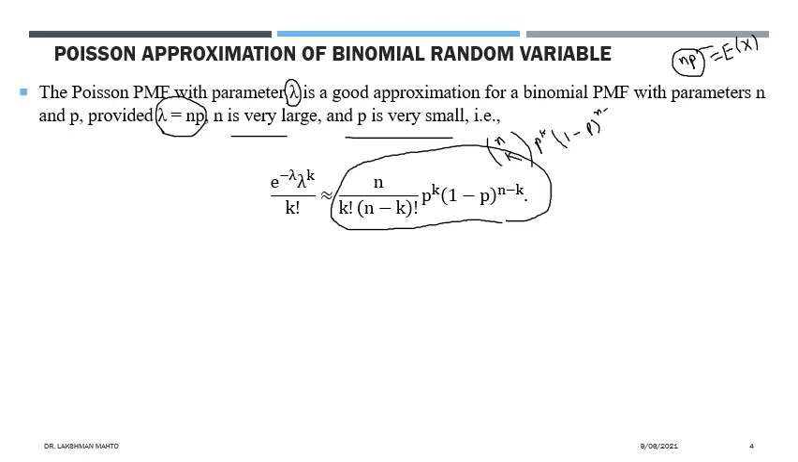What is the name of this one? We had given a name to this one. This one is actually the binomial pmf, that means probability mass function of a binomial random variable. So in short I'm writing it bpmf. Now if you see this situation that n is very large and p is very small, then this calculation would be very tedious.